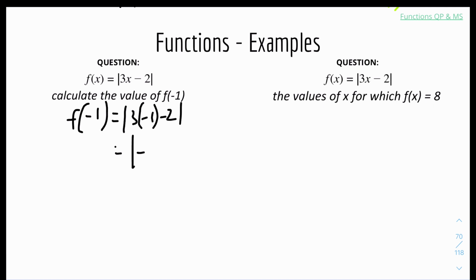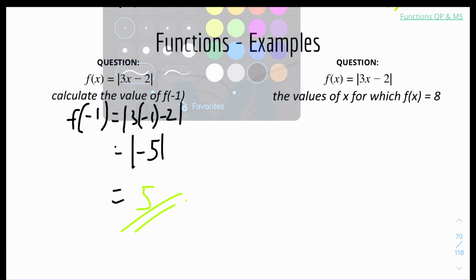So it'll be the absolute value of minus 5. And as I said just now, when you have the absolute value of something, you have to get rid of the negative sign to only look at the positive one. The positive value, so it will be 5. Get rid of the negative sign.